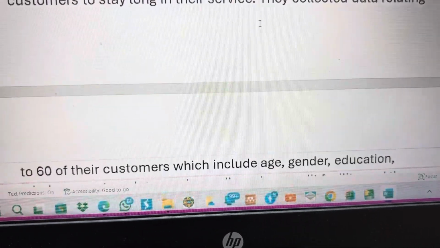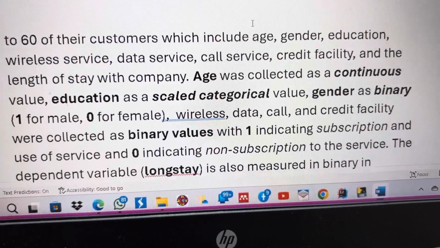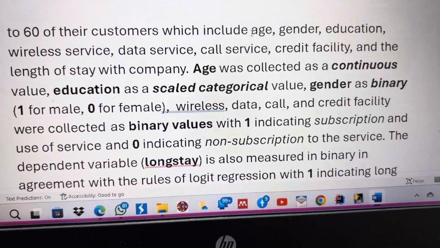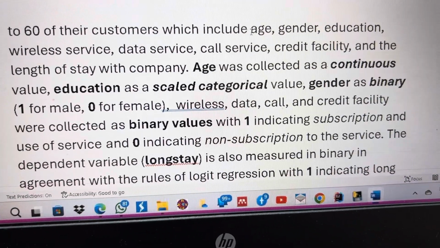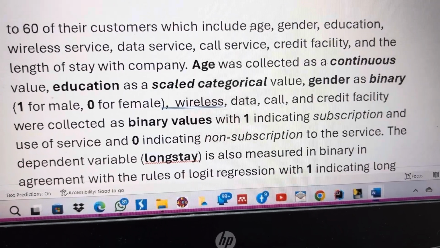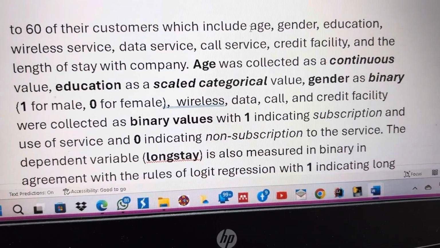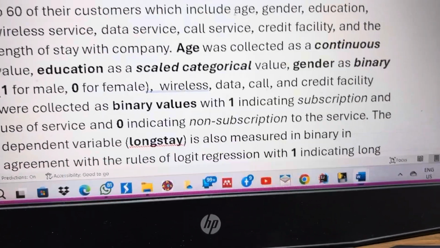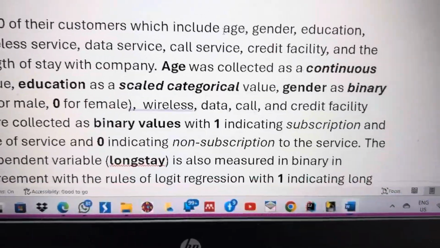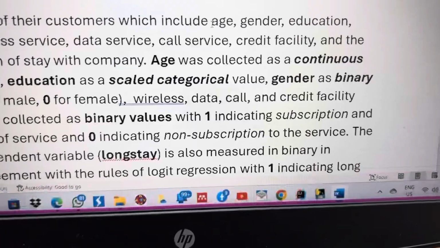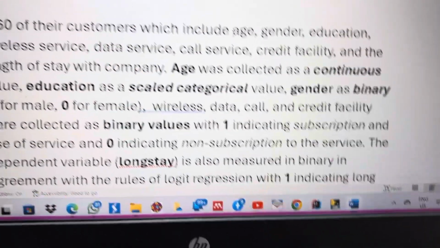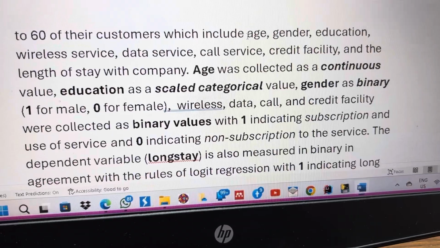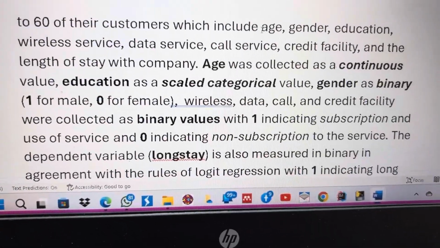They collected data relating to 60 of their customers, which include age, gender, education, wireless service, data service, call service, credit facility, and the length of stay with the company. Now, when we talk of wireless service, that is the customer subscribed to wireless service or did not subscribe. Then data service, whether the customer also subscribed to data service or did not subscribe. And then the call service, whether the customer makes calls or does not make calls. And then credit facility, whether the customer is a credit customer, those who are billed after a time rather than those who are billed per postpaid. Now let us see how this goes.